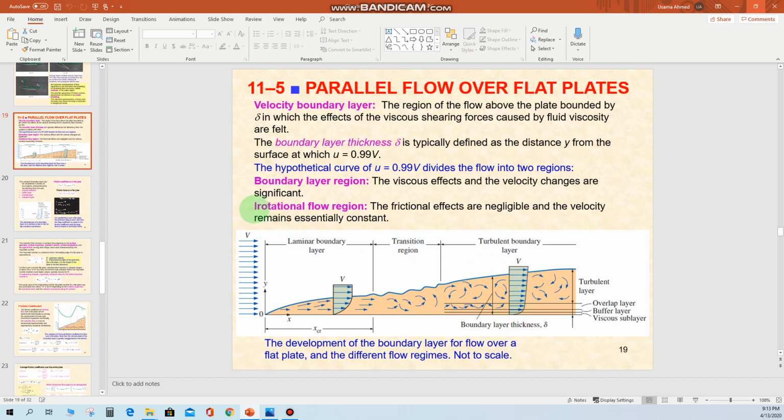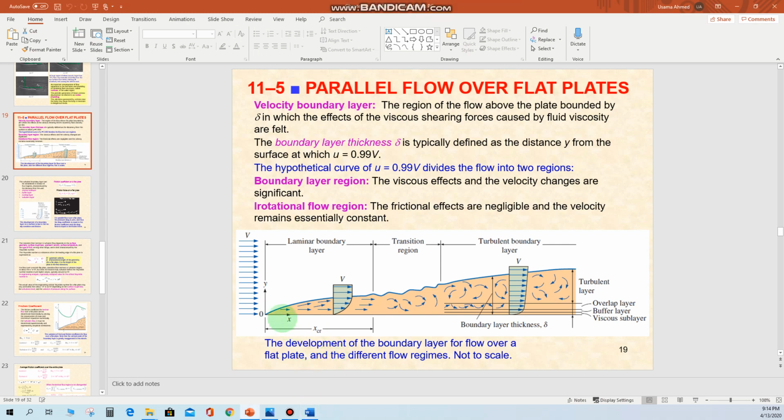The other one is the irrotational flow region. This is the region that is above this boundary layer. We can call this an irrotational flow region. The frictional effects are negligible and the velocity remains essentially constant. So above this region, we have very little variation in the velocity and the viscosity, and the fluid velocity remains essentially constant. Okay, now let us see what we have in this figure.